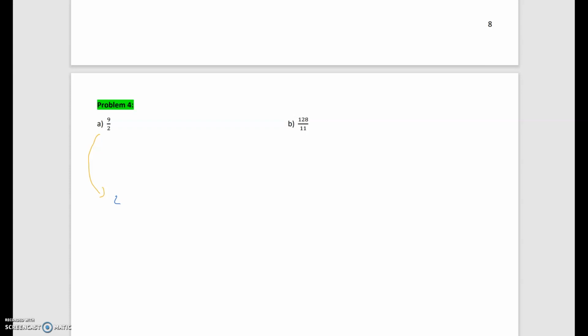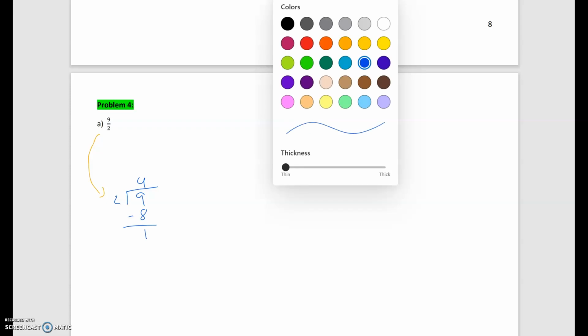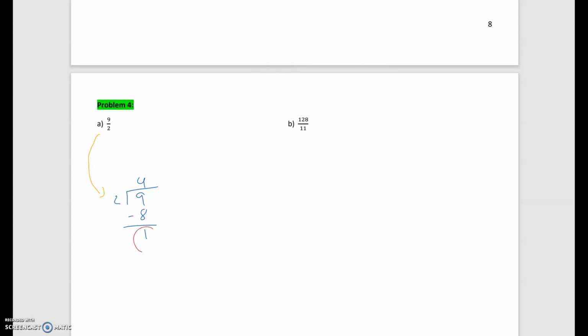So technically, the 2 goes on the outside and then the 9 on the inside. So one way of doing it would be you're looking for which value you multiply times 2 that is going to give you a value of 9 or close enough to 9. And in this case, it'll be 4. So 4 times 2 is equal to 8. And then you carry a subtraction. 9 minus 8 is equal to 1. This last value will be your remainder.